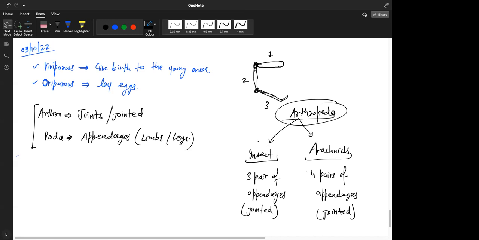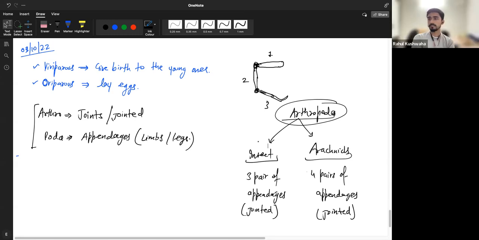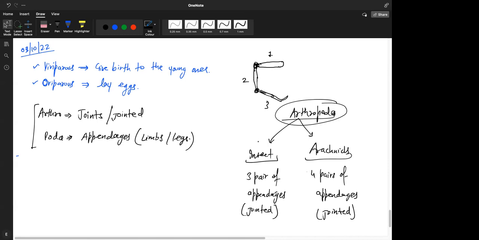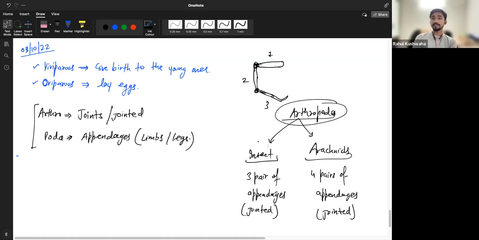Mollusca are terrestrial or aquatic. They have an organ system level of organization. They're bilaterally symmetrical. Their body is covered with calcareous shells, calcareous meaning made up of calcium. Because they themselves are very soft-bodied organisms, to protect themselves they sometimes have a calcium shell around them.